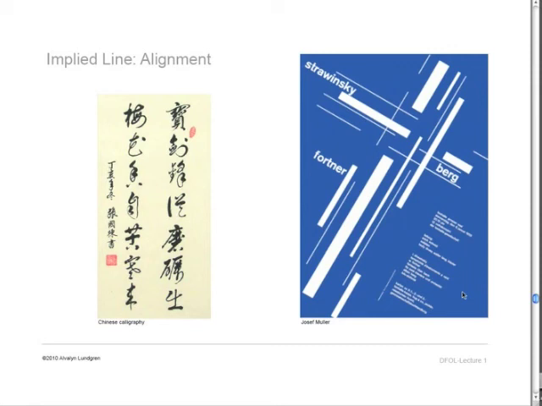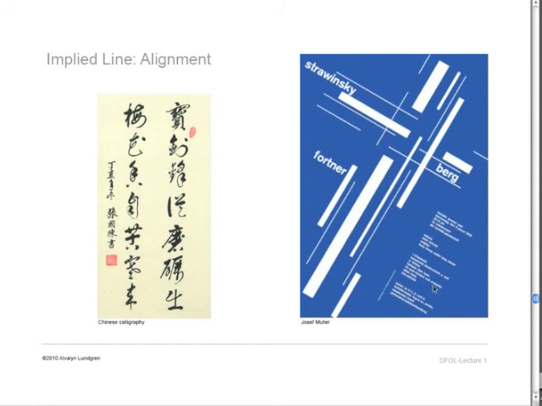In this piece of Chinese calligraphy, this is from several centuries ago, there is an alignment of the characters on a vertical axis. And here in this modernist poster by Mueller, there is alignment along a diagonal axis, a couple diagonal axes, but we understand a right angle and so forth.